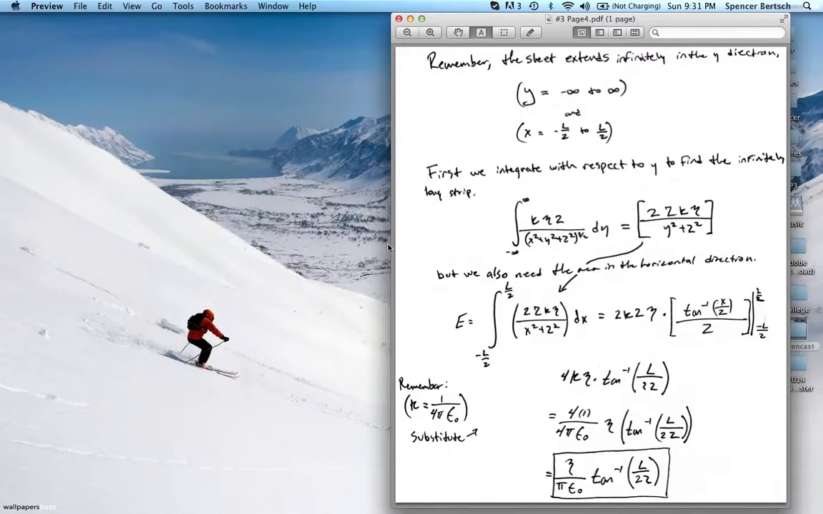So the sheet extends infinitely in the y direction. You can remember from the first part, negative infinity to positive infinity. In the x direction, it only goes from negative L over 2 to L over 2. So first we integrate with respect to y and find basically the charge of that infinitely long but infinitesimally thin strip in the y direction.